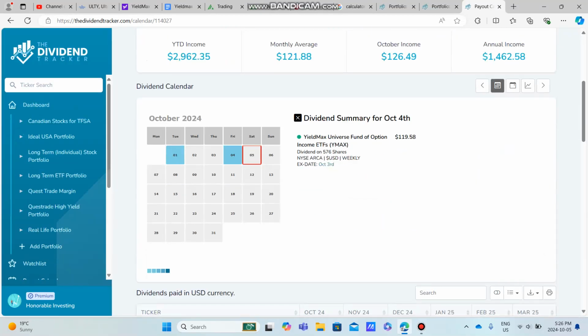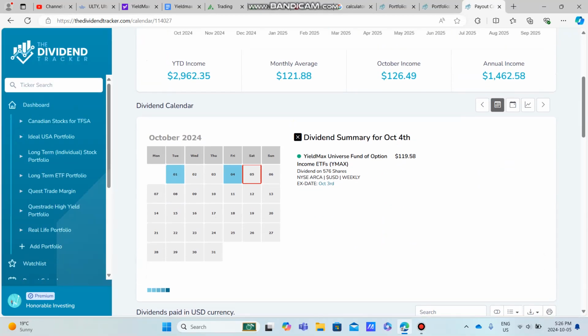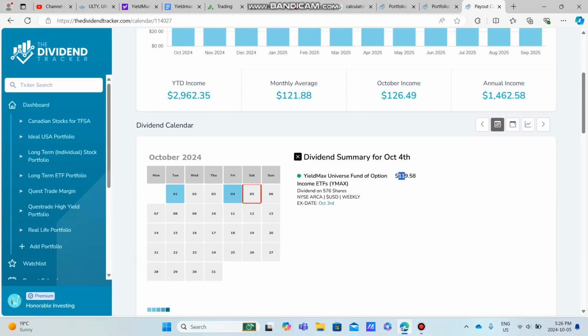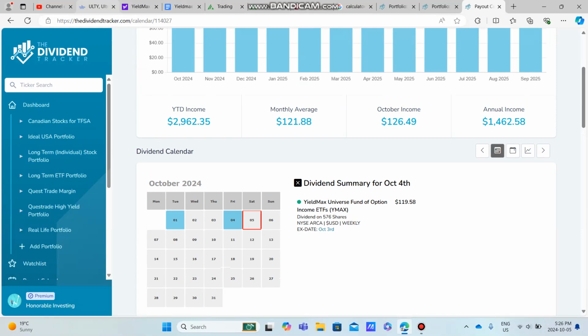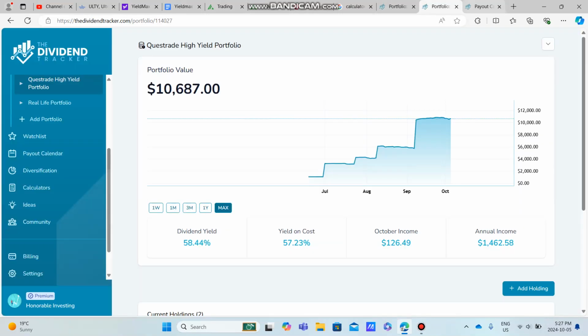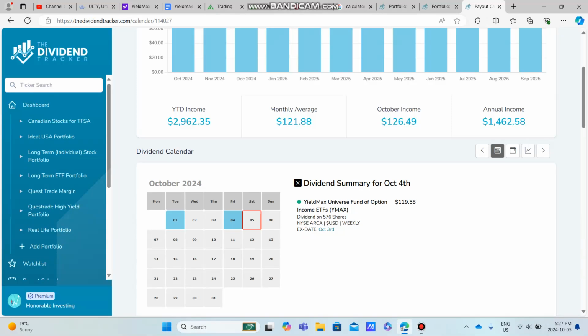I wanted to bring this up because for some reason the dividend tracker only did one. It's calculating one payment a month from these 576 shares, when really Yieldmax is now paying weekly dividends. So that's for YMAX, my other investment. This should really be about $500, not $126, for clarification.